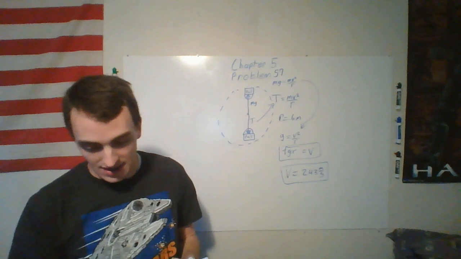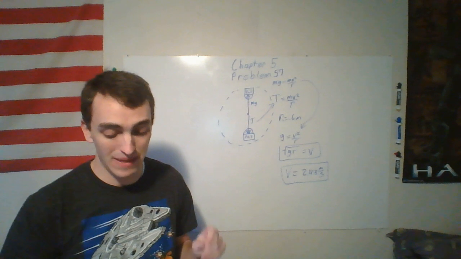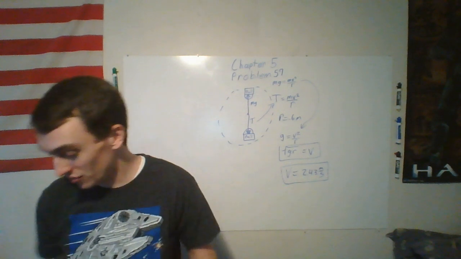But anyways, in a vertical circle with a radius of 0.6 meters, what minimum speed must you give the pail at the highest point of the circle to avoid spilling the water?